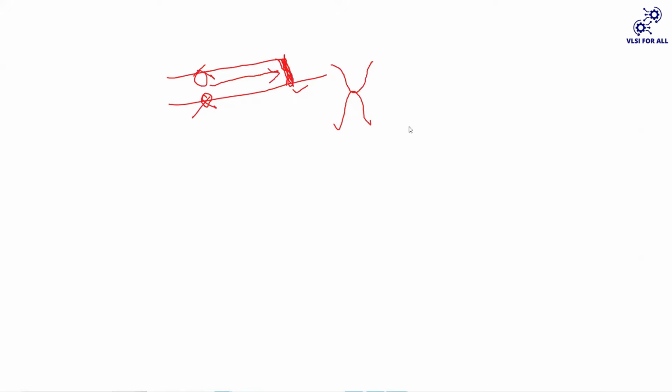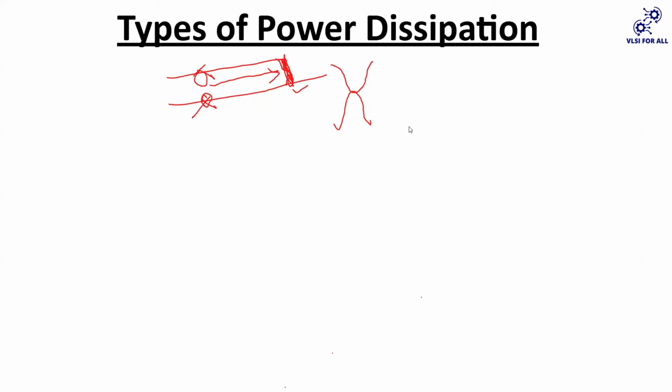Okay, now you guys can see the heading of this: types of power dissipation. I think you would have studied this even in your BTech and everything. This is not something new. I just wanted to cover it because it is kind of a prerequisite for the topic which I want to cover.